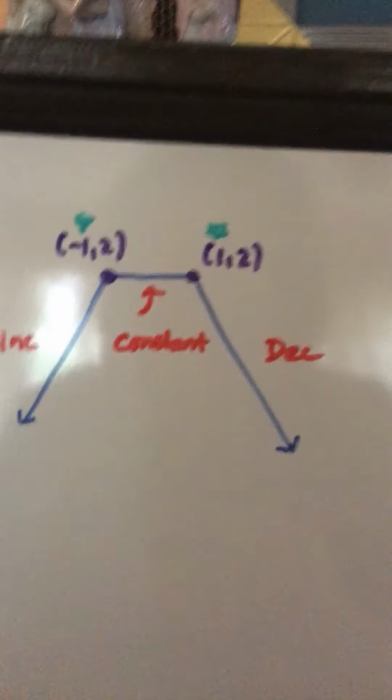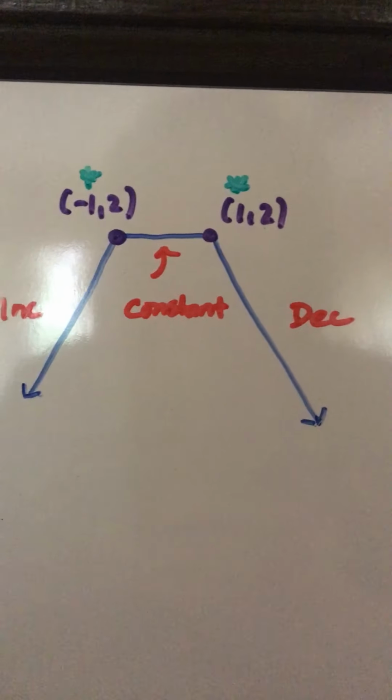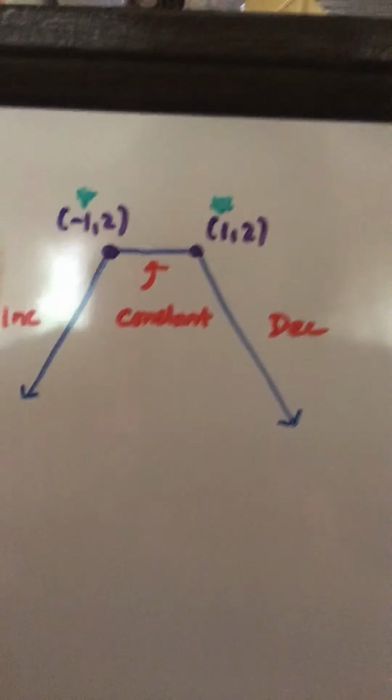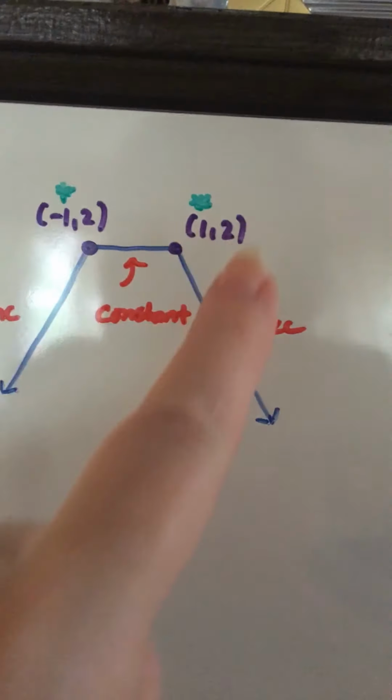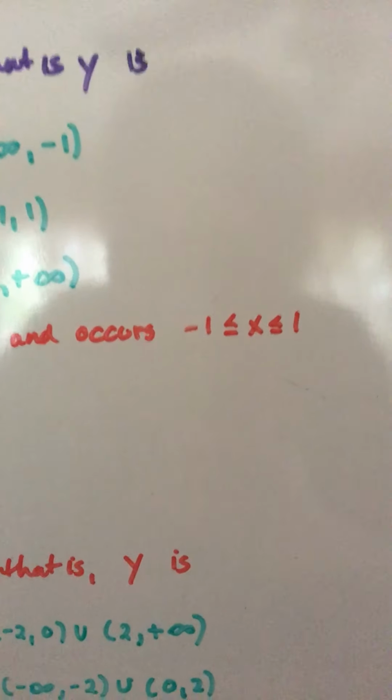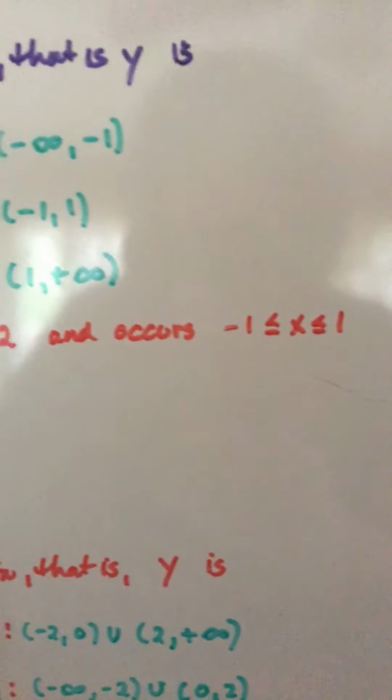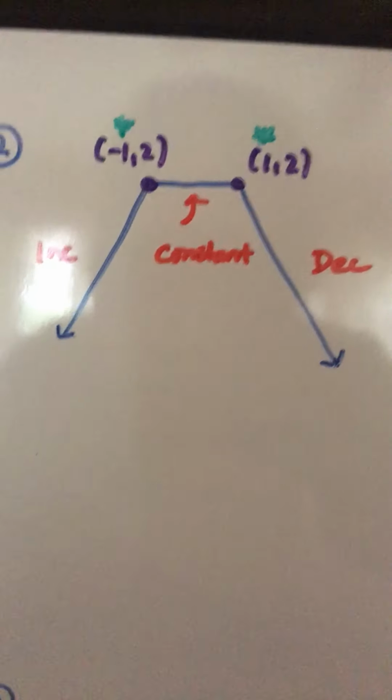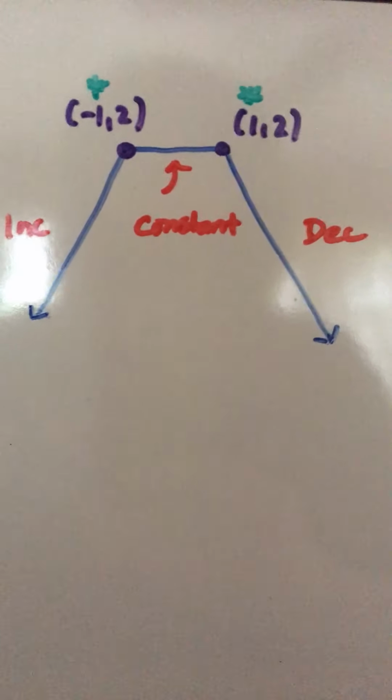Now notice there is a max. There is a highest y value of 2. And it occurs quite a bit. It occurs for every value from negative 1 to positive 1. So I need to show you that when you're constant, you're going to get numerous values. Again, there is no min or relative min, absolute min. There's nothing because these go to negative infinity.